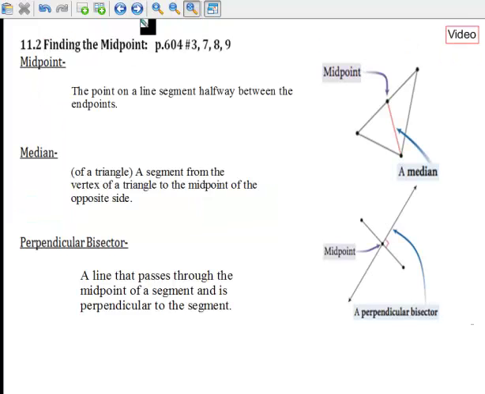Chapter 11.2, Finding the Midpoint. This chapter is going to be over midpoint. Midpoint might be familiar to some of you, and we might come up with some new geometry terms here. Let's start with our vocabulary.